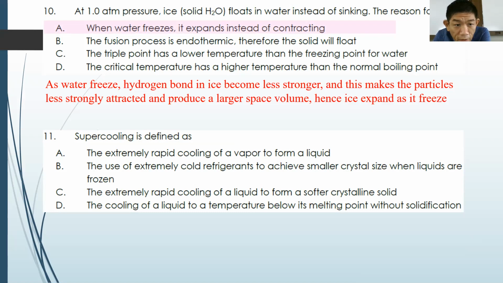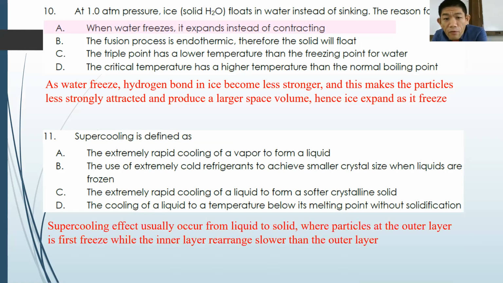Number 11, the supercooling defect usually occurs when a liquid becomes solid, where particles at the outer layer freeze first while the inner layer rearranges slower than the outer layer. So that is why the best answer in here is C.